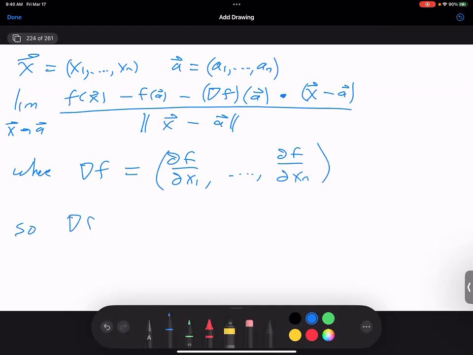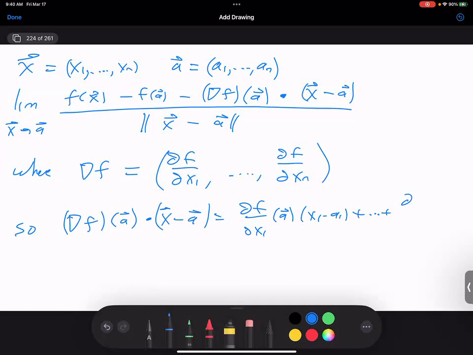So the gradient of f at the point A dotted with x minus a would just be df dx1 at a times x1 minus a1 plus dot dot dot plus df dxn at a times xn minus an. Okay.